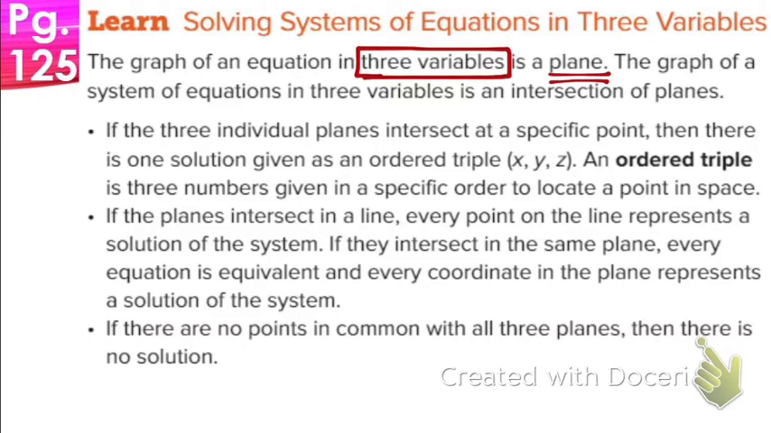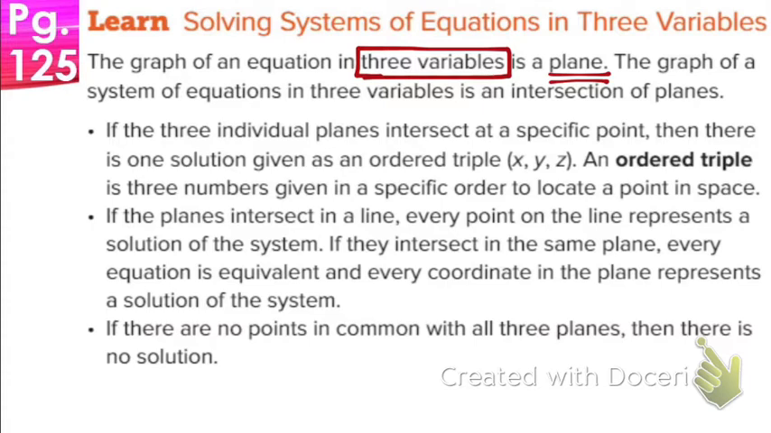Planes can be oriented any which way. They could be up and down. They can be like this. They could be like this. They can be tilted. They can be all different directions. So we need 3 variables to describe this because while we have this flat surface, it's existing in 3-dimensional space.